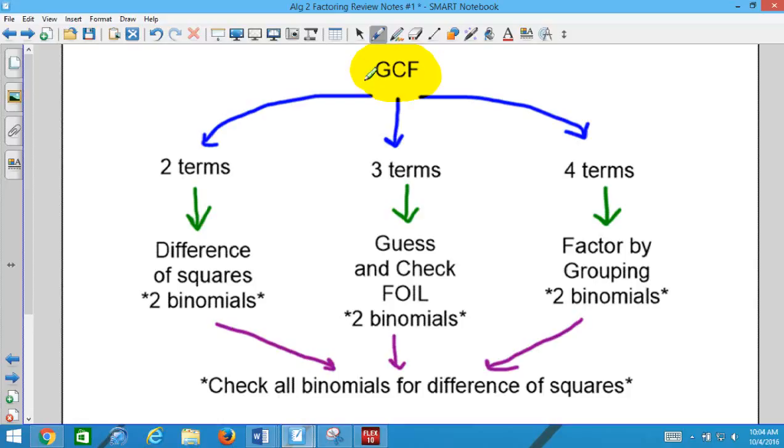From there, if it is 2 terms, we look for difference of squares. If it is 4 terms, we do factor by grouping. Today we learned 3 terms, and we are doing 3 terms by guess and check, which has to do with the FOIL method. Everybody knows what the FOIL method is.